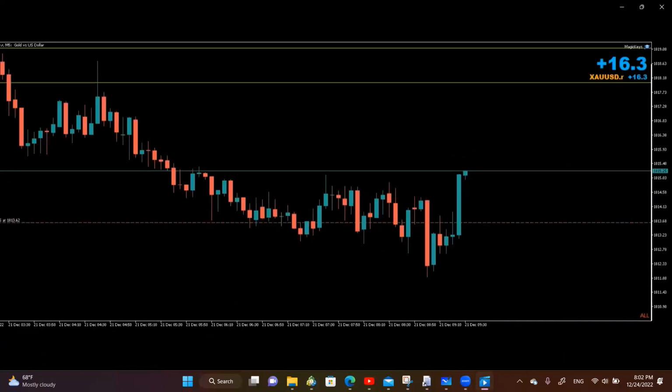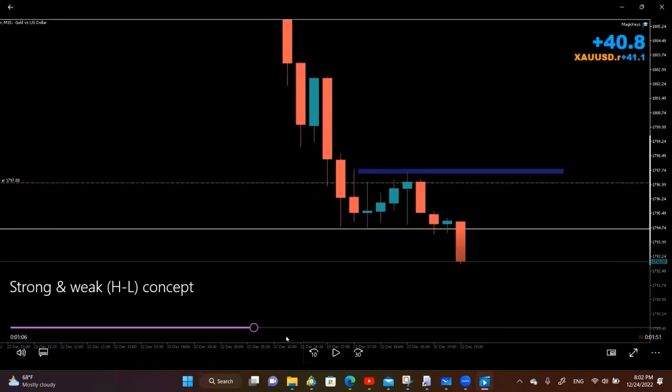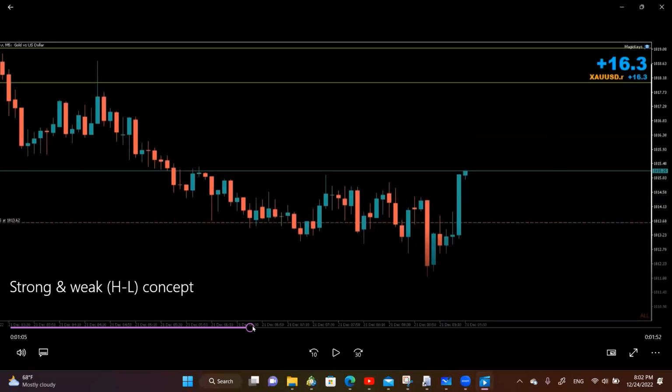Same idea. Strong low. Not able to break it. Created a sort of support. Okay. After that, we broke the high of the previous. If that high was not broken, we could have gone down. That high was broken, and that is what I need.